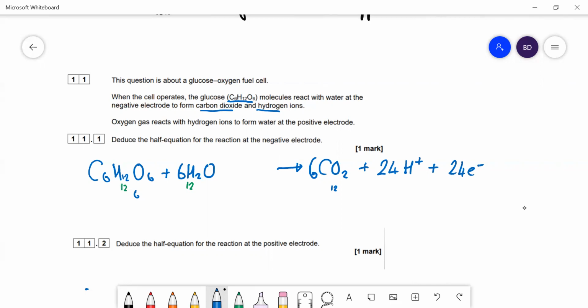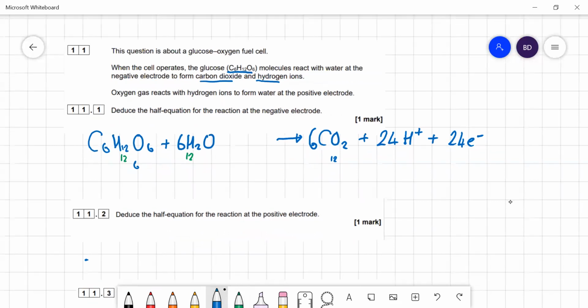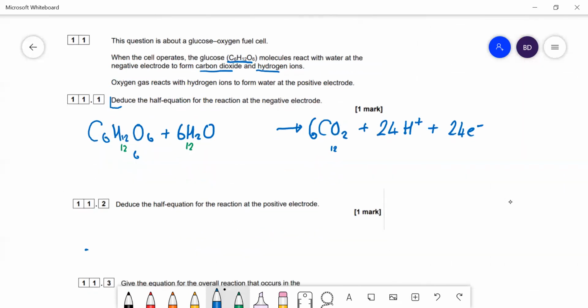Deduce the half equation for the positive electrode. Now the positive electrode says oxygen gas reacts with H plus ions to form water. So here we've got O2 and it's going to form H2O. We need to balance the number of oxygens, so we need a 2 there. That means we're going to need 4 H pluses on this side. Balance the charges: no charge on the right, 4 plus on the left, so I need 4 electrons on the left.